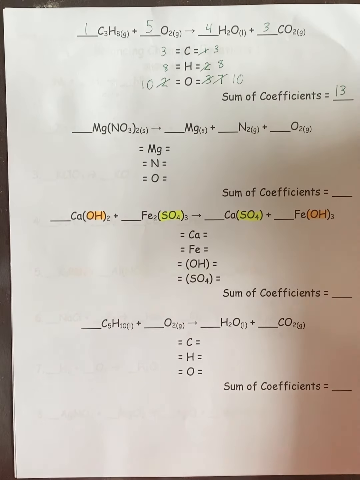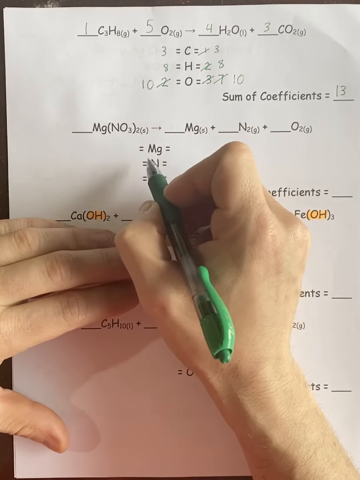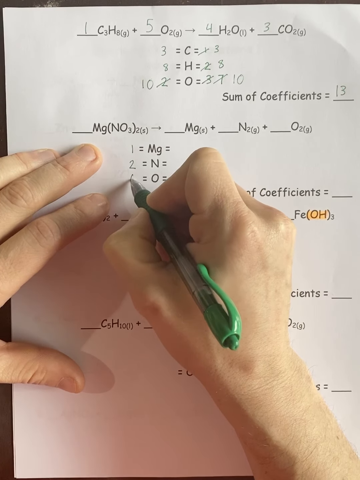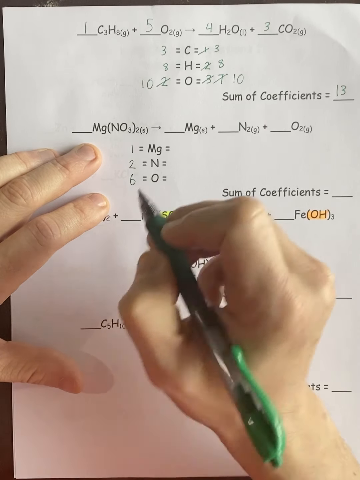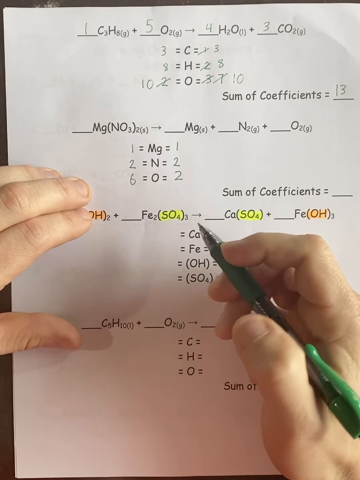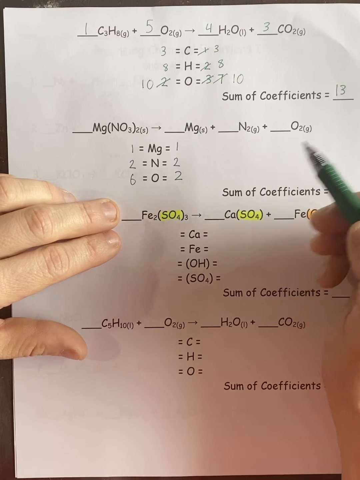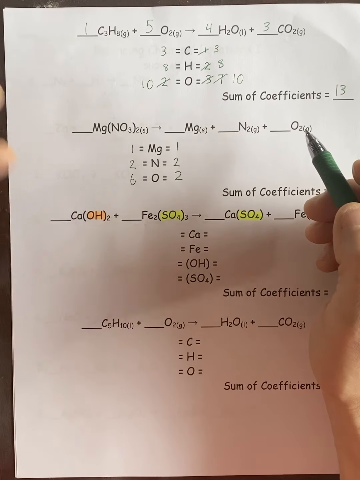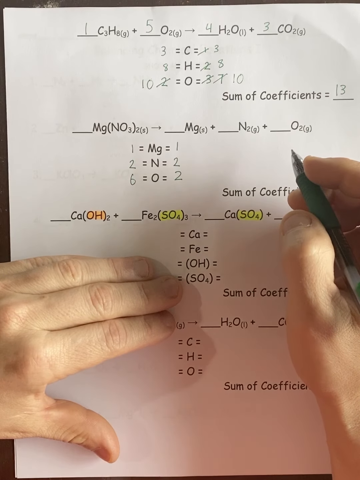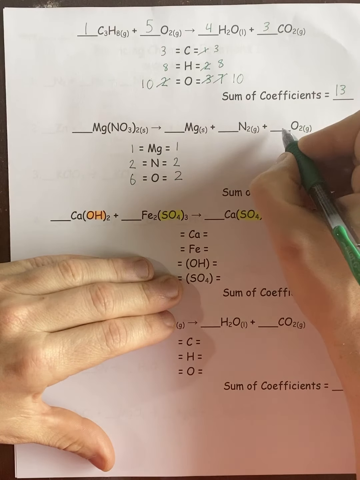Okay, next problem. This one, not that bad because it's one thing breaking up. So we have 1 Mg, 2 N, 6 O's on the left. And then we're going to have 1, 2, and 2 on the right. Now, since oxygen is in only 2 locations, you could do oxygen first, you could do it last. It wouldn't make a difference. The order that you solve these in doesn't really matter anymore. So for this one, the only thing we have to fix is oxygen, right? So I need 6 oxygen.